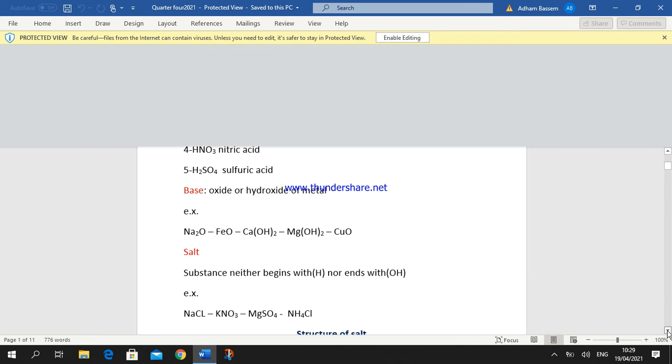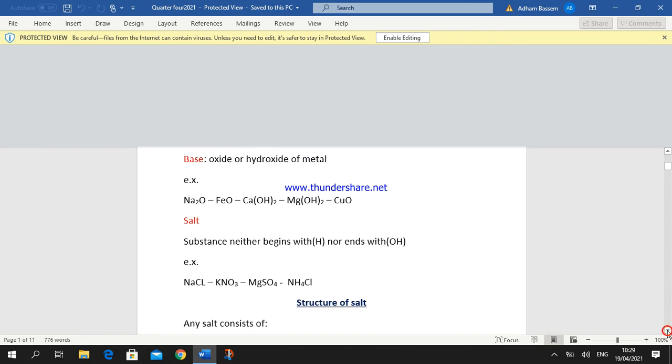The last one is the chemical compound known as salt. Salt means a substance that neither begins with the hydrogen positive ion nor ends with the hydroxide negative ion. When you look at the chemical formula of the salt and the substance does not begin with the hydrogen positive ion or end with the hydroxide negative ion, the substance in front of you is salt.